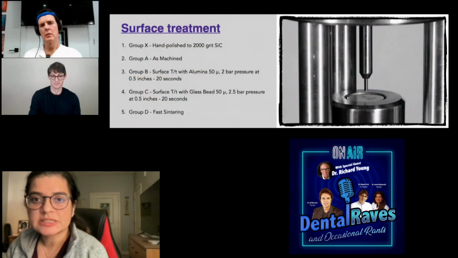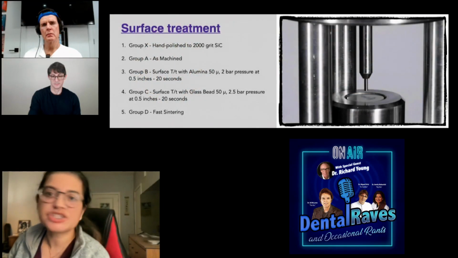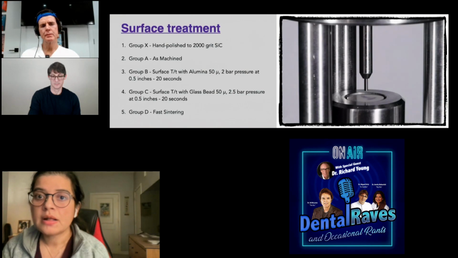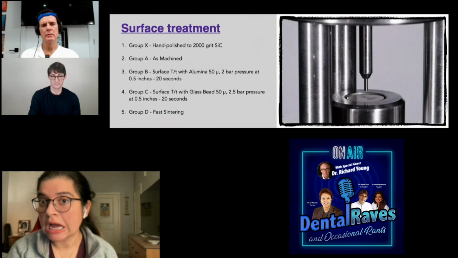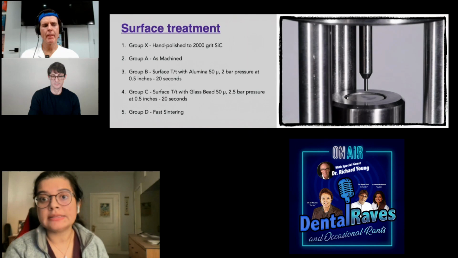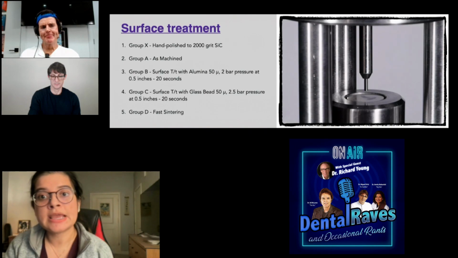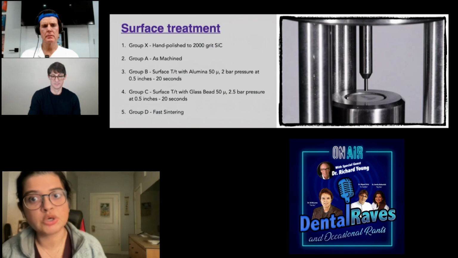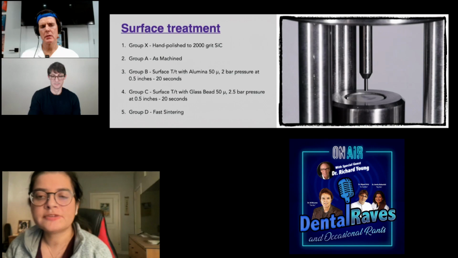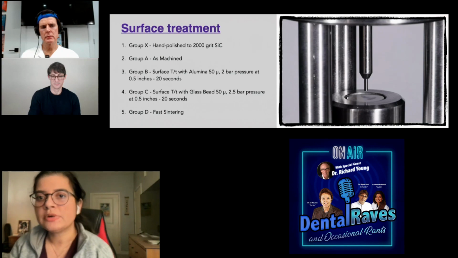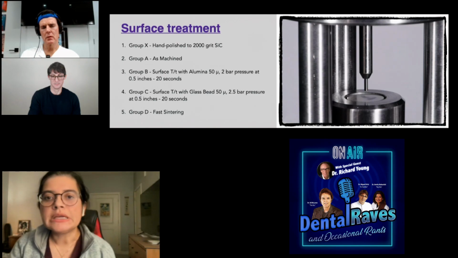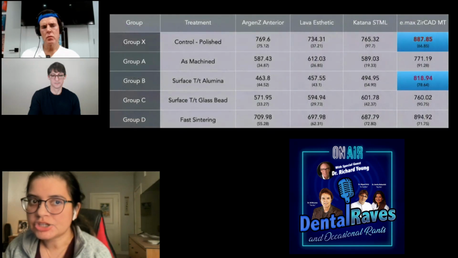Surface treatment for the specimens ranged from high polish to 2000 grit silicon carbide paper. One group we wanted to see what a machine would do to a disc, so we called it our machine group. The third group was sandblasting, or surface treatment with alumina, where we used 50 microns of alumina at 2 bar pressure for about 20 seconds. The other group was surface treatment with glass beads, 50 micron glass beads at 2.5 bar pressure. The last group we tested was fast sintering. This is actually stated in the paper.